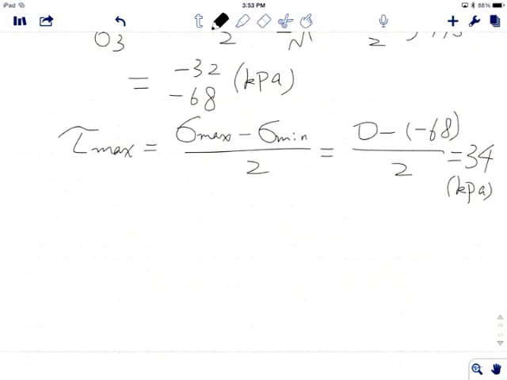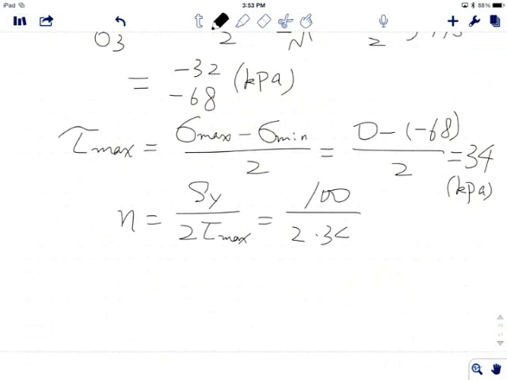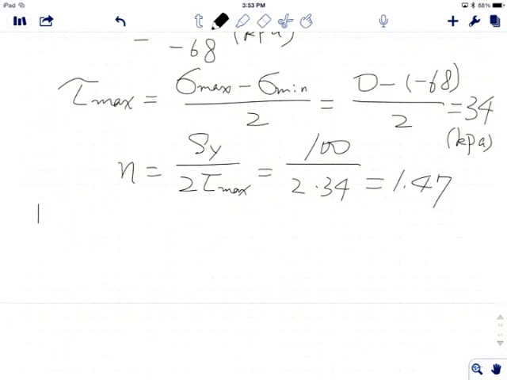Okay, alright. Then the design safety factor equals 100 divided by 2 times 34, which is 68. It's also 1.47, which is similar to the answer we got before. Distortional energy. You do the same thing.